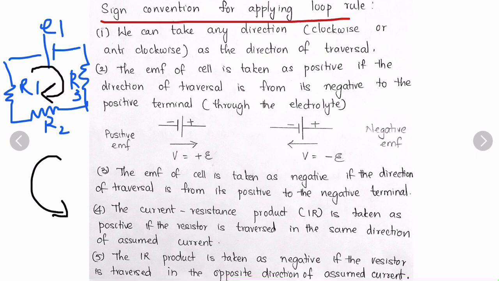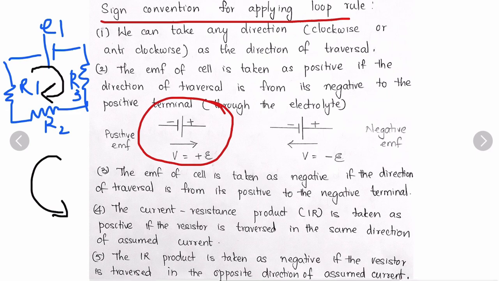Then the second rule: the EMF of a cell is taken as positive if the direction of the traversal is from its negative to the positive terminal. Here I have drawn a figure to show that. When you are going from negative to positive, which I have circled with the red color, the EMF is taken as plus E.